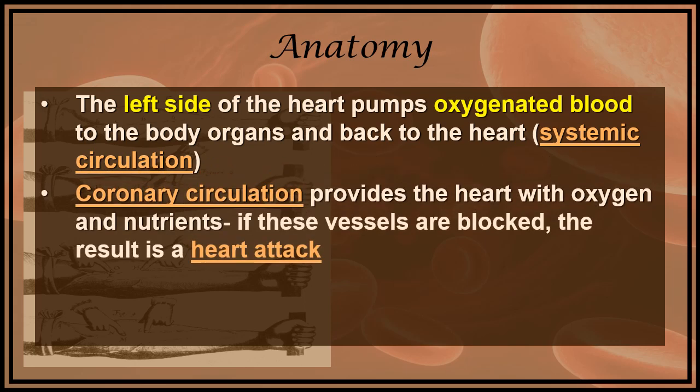This coronary circulation, this is the big one, right? This is providing the heart with oxygen and nutrients. And so there's also a part where there's blood delivered to the heart because it is a muscle. It needs oxygen, it needs sugars all the time too. So this is kind of a third one. If these ones are blocked and if there's something wrong with the coronary circulation, the result is a heart attack.